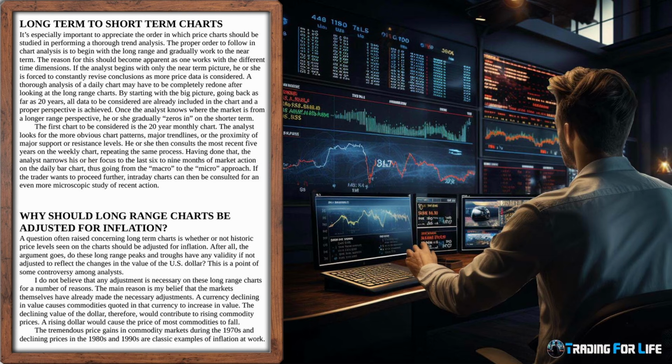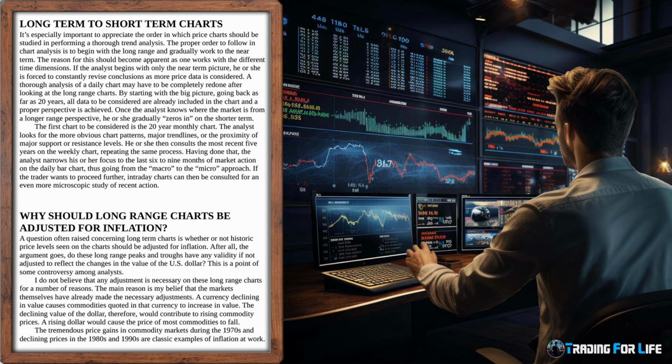A question often raised concerning long-term charts is whether or not historic price levels seen on the charts should be adjusted for inflation. After all, the argument goes, do these long-range peaks and troughs have any validity if not adjusted to reflect the changes in the value of the US dollar? This is a point of some controversy among analysts. I do not believe that any adjustment is necessary on these long-range charts for a number of reasons. The main reason is my belief that the markets themselves have already made the necessary adjustments.